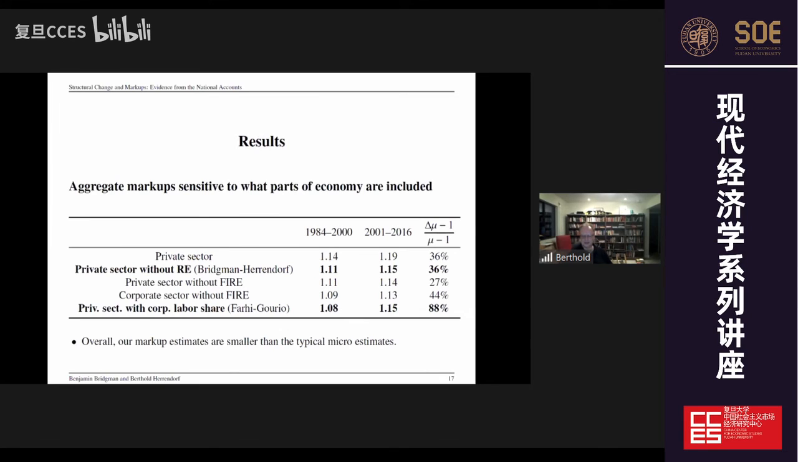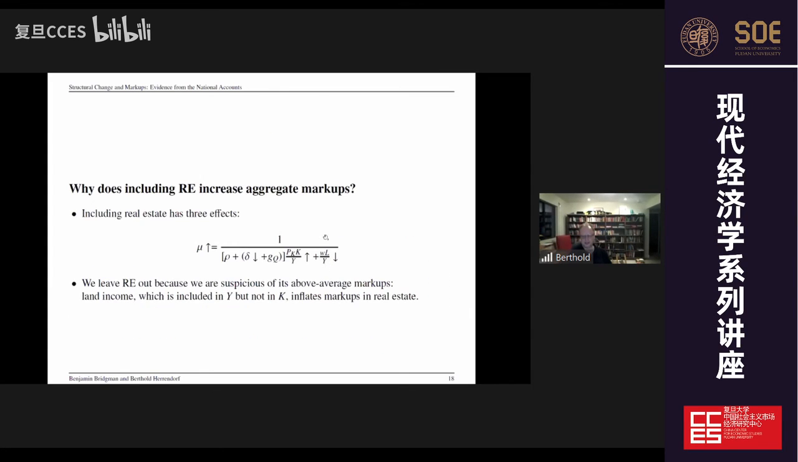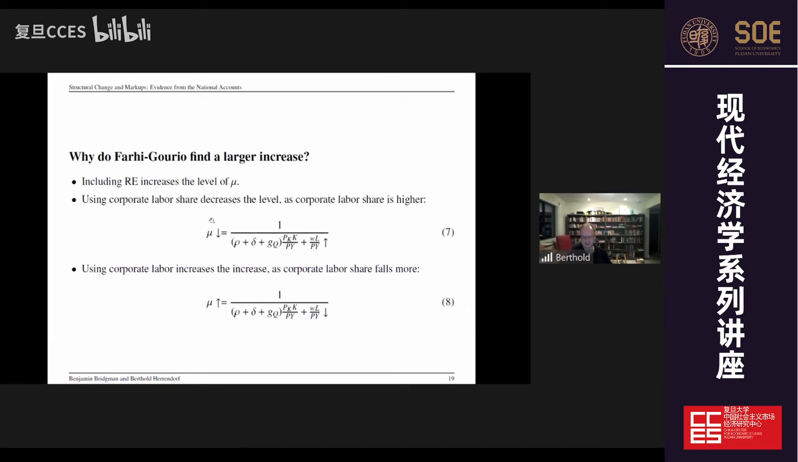You can also see that if you do seemingly innocuous things, like taking the whole private sector but with the corporate labor share, all of a sudden you get a much larger increase, namely from 8% to 15%. So this is more than twice the percentage increase that you get out of markups. The reason is that the corporate labor share initially was higher and then fell. Let me show this in a picture. Initially, the corporate labor share is higher than in the aggregate economy, so this initially pushes your markups down. Then the corporate labor share falls, and that pushes your markups up. And so you get this additional effect from that.